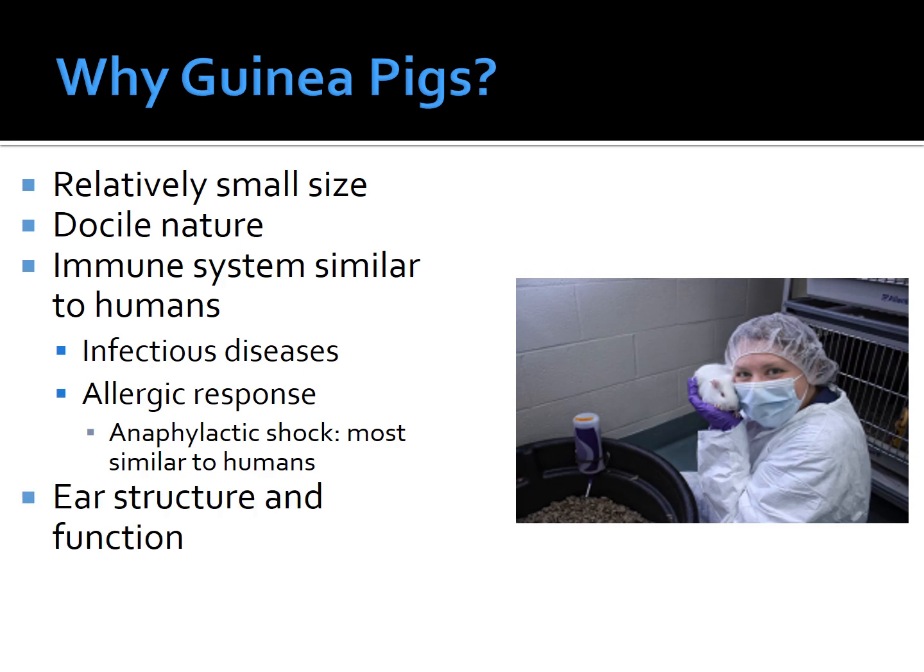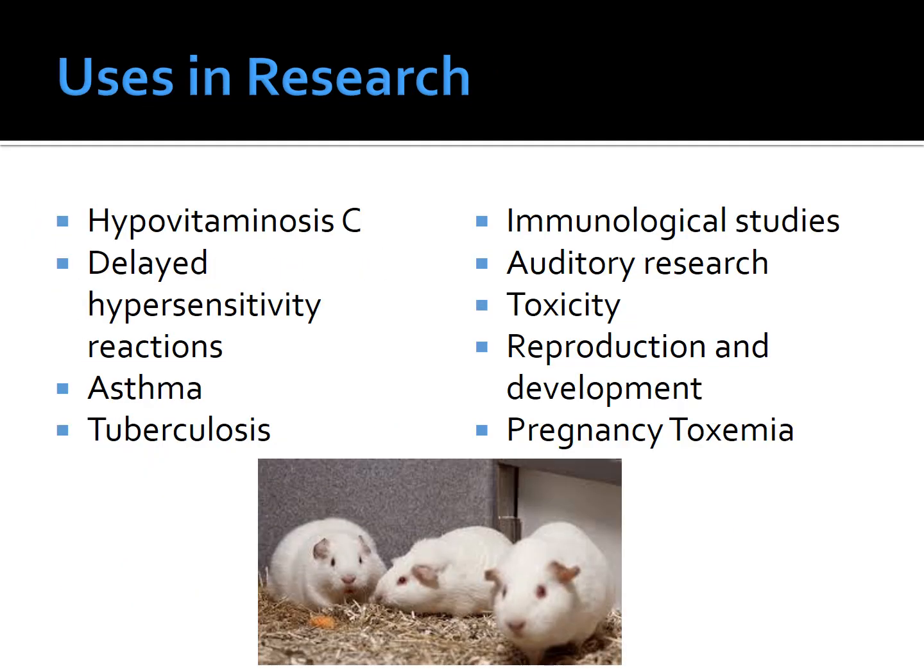Their ear structure and their ear function is nearly identical to ours, and like us, and like zebrafish, they have the same vitamin C requirement. Things that we can use them for, again, because of that vitamin C requirement, we can use them for hypovitaminosis research, delayed hypersensitivity reactions, things involving the lungs, such as asthma, tuberculosis, also auditory research, pregnancy toxemia. They are a very useful little model.